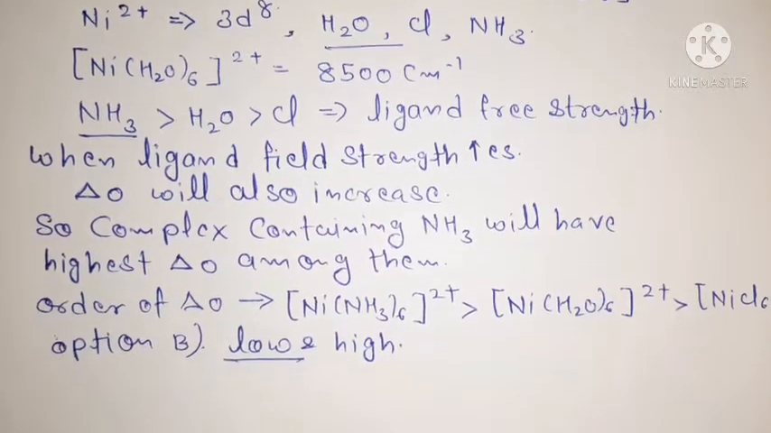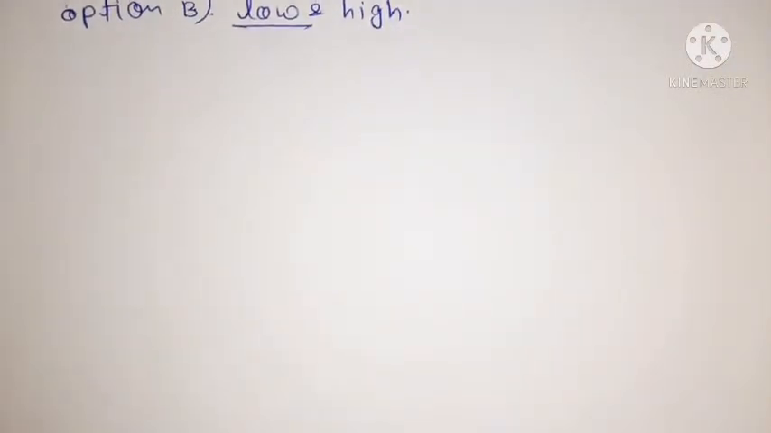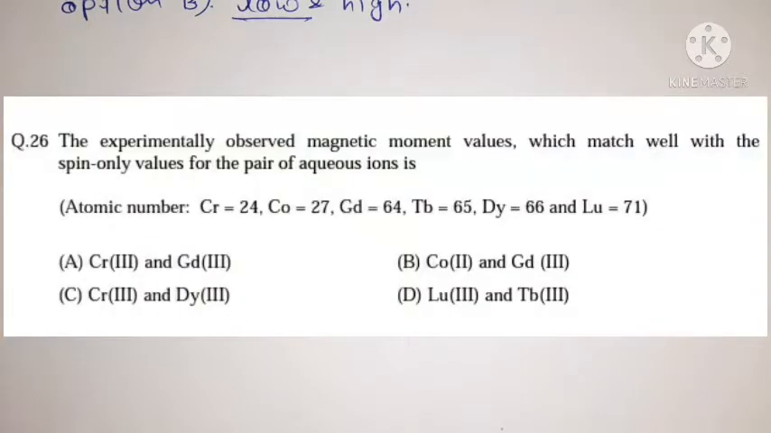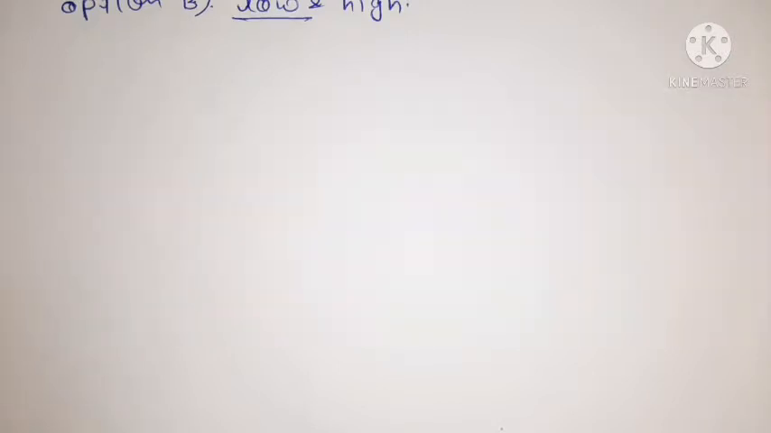Understand? Okay, now we move towards our next question, and see, it says the experimentally observed magnetic moment values which match well with the spin only values for the pair of aqueous ions is. Okay, and we have different metal atoms with their atomic numbers in this question. Okay, and we have 4 options. So let's do the solution of this question, friends.